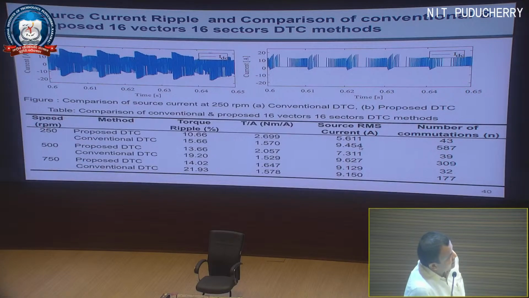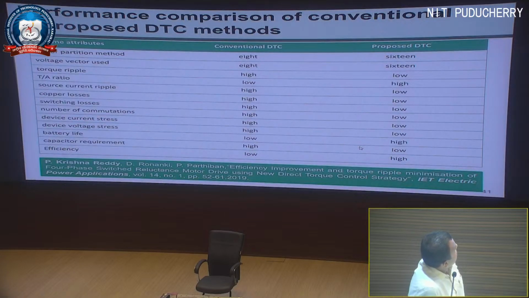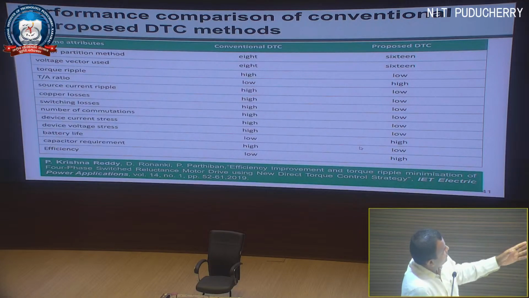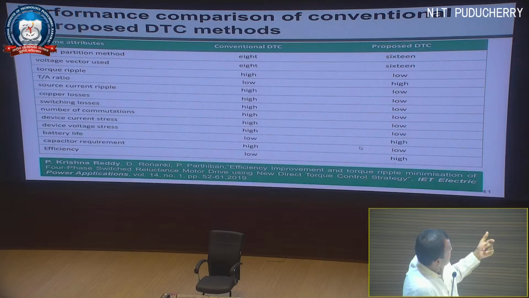The number of commutations is also drastically reduced, from 587 to 43, 309 to 39, and 177 to 32. As I said, 750 RPM is the limitation. The sector partition increased from 8 to 16, the vectors increased from 8 to 16, and in all other aspects this proposed DTC is performing better than the conventional DTC. For more details you can refer to this: the current stress, the voltage stress, the battery life, the capacity requirement and efficiency.